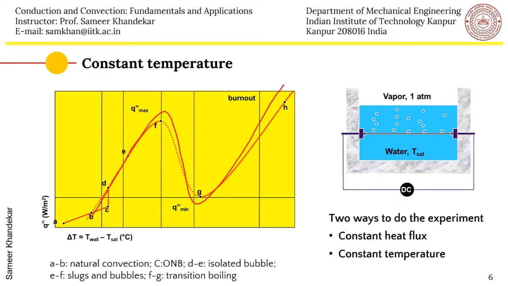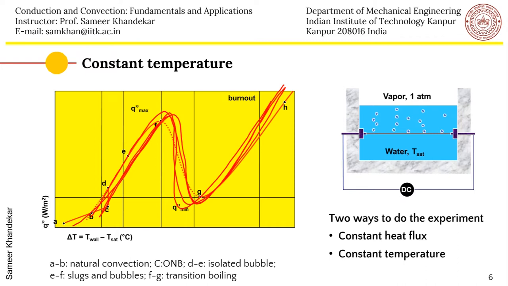So this curve is very important to understand how the different regimes of pool boiling are manifested, how they can be seen in a real time experiment. And this experiment, as I said, can be done in two ways, constant heat flux or constant temperature, and one can get the characteristic curves of the pool boiling in these two boundary conditions.